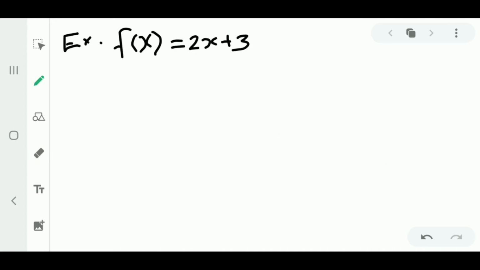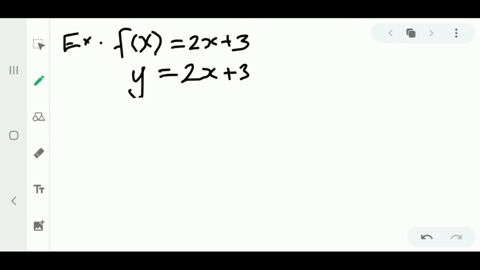Okay, so let's say we're given f of x is equal to 2x plus 3. Another way we could write f of x is by replacing it with y. So these are the same thing. y and f of x are the same thing. So now we'll say y is equal to 2x plus 3. So now it is easier to represent and less confusing.